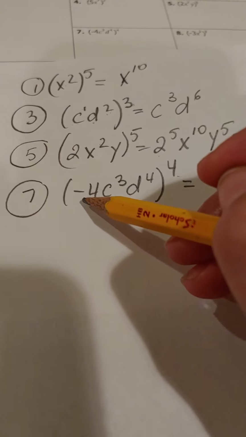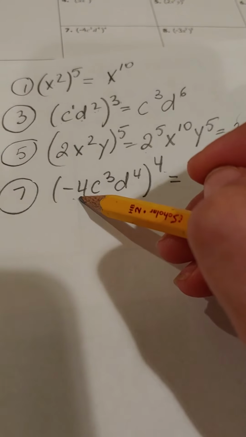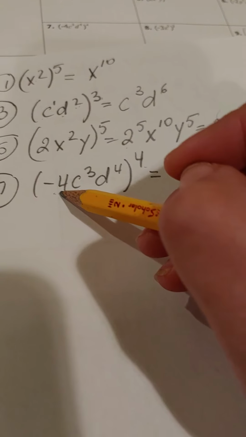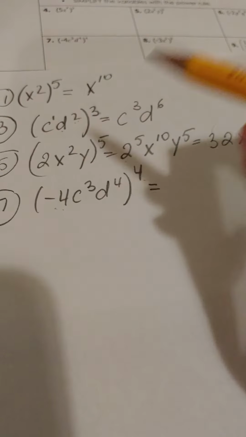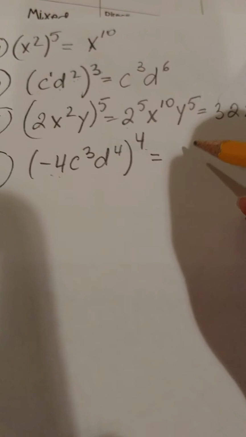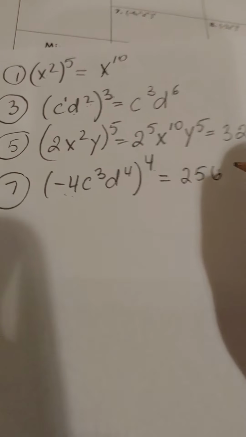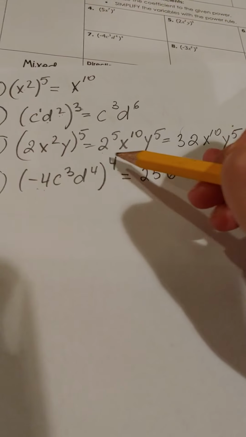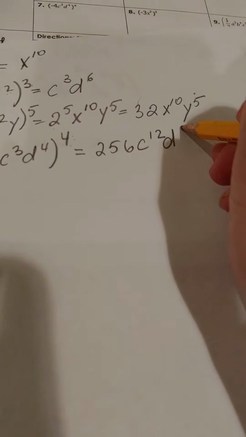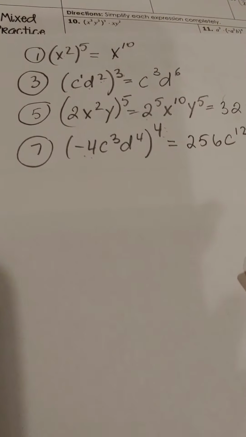When we multiply negative 4 times negative 4 is 16, times negative 4 is going to give me negative 64, and then times negative 4 is going to be positive 256. So it's 256. And then c to the third power raised to the fourth power, in order to do that, we have to multiply 3 times 4. So 3 times 4 is 12. D to the 16th power, because 4 times 4 is 16. Number 9.